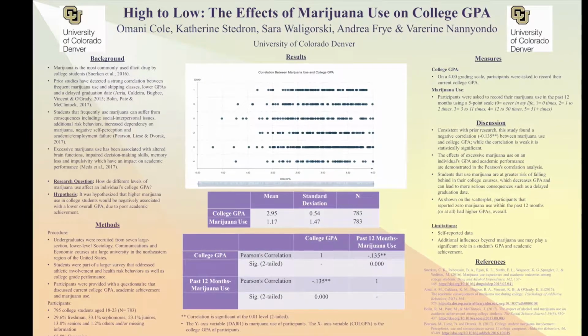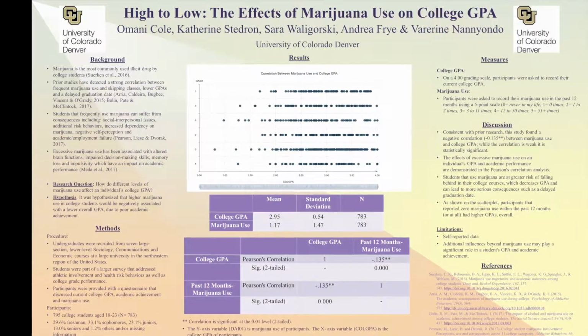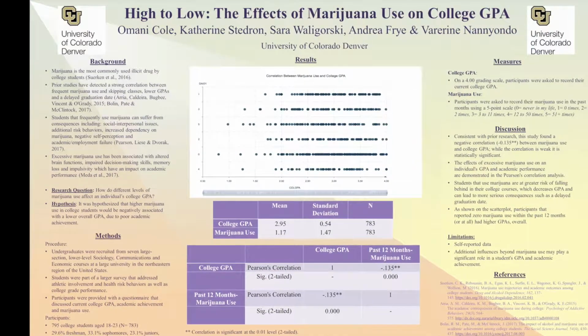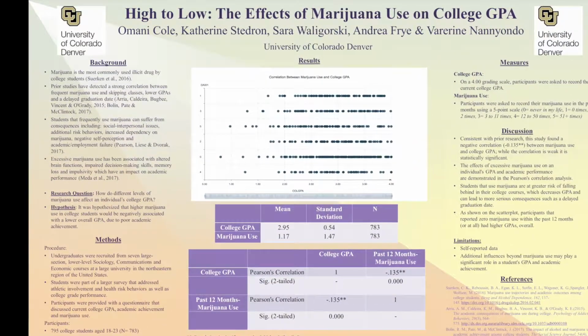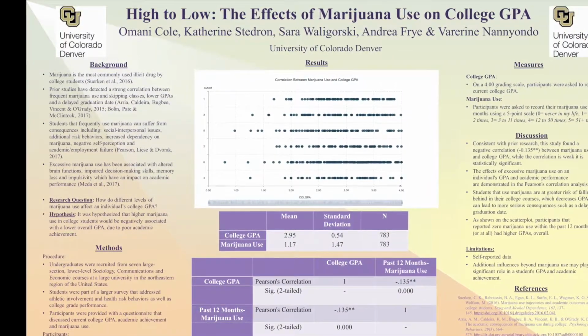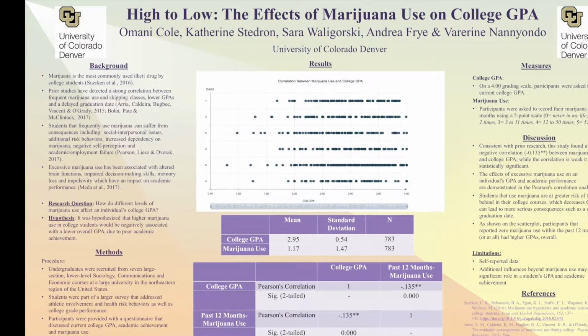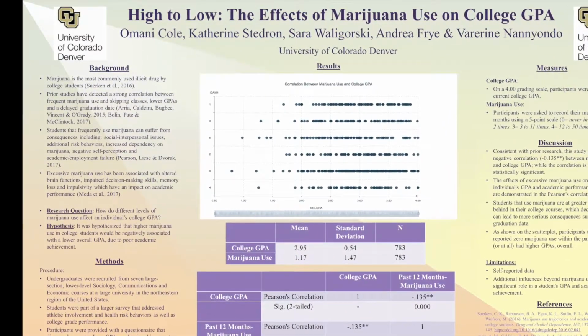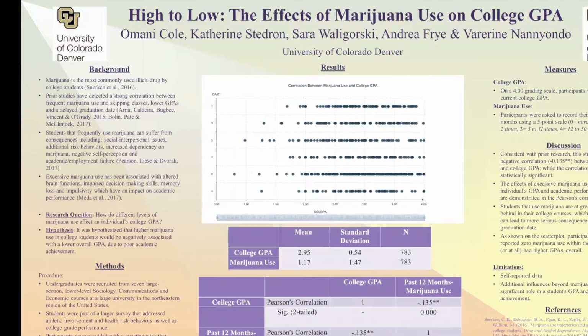Marijuana is the most commonly used drug amongst college students, and it becomes increasingly more prevalent. This study is essential in order to substantiate research asserting that high levels of marijuana use can have a detrimental effect on a student's GPA and overall academic performance. Prior research has detected a strong correlation between marijuana use and a lower GPA.